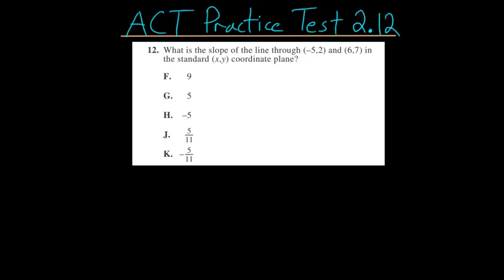For the 12th problem on this second ACT practice test, what is the slope of the line through the point (-5, 2) and the point (6, 7) in the standard xy coordinate plane? So to solve this problem, let's first graph each of these points so that we get a better picture of what's going on.